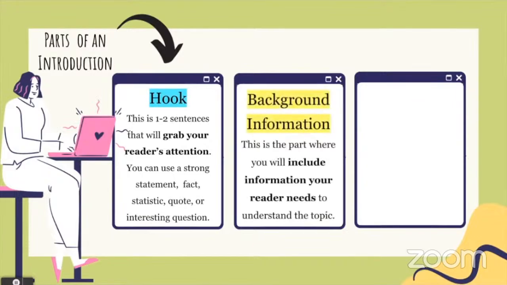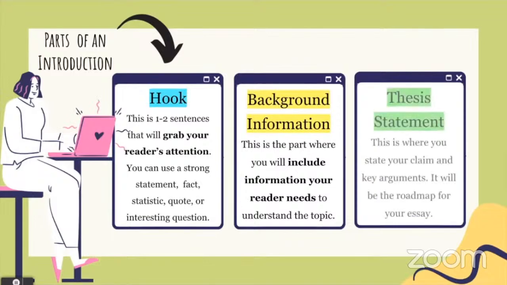After your hook, you're going to give your readers some background information about the topic. So this is the part where you will include information your reader needs to understand the topic. Maybe there are some definitions your reader needs to know, or maybe they need to understand why there is an issue here. And then step 3, like we talked about in lesson 2, you're going to do your thesis statement. This is where you state your claim and your key arguments. And as a reminder, it will be the roadmap for your essay.